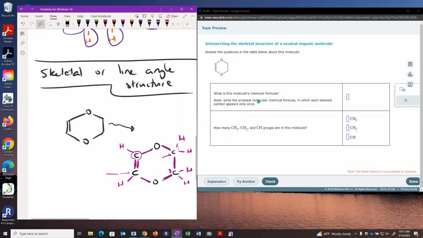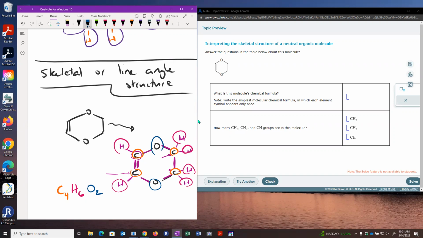So now we need to figure out what the molecule's chemical formula is. So that's just where we list the atoms and the number of atoms that we have. So I have a total of carbons, 1, 2, 3, 4 C's. I have 1, 2, 3, 4, 5, 6 H's, and I have 1, 2 O's. Okay, so that'll be my molecular chemical formula. That's the molecular formula. And then how many CH3, CH2, and CH groups are in this?